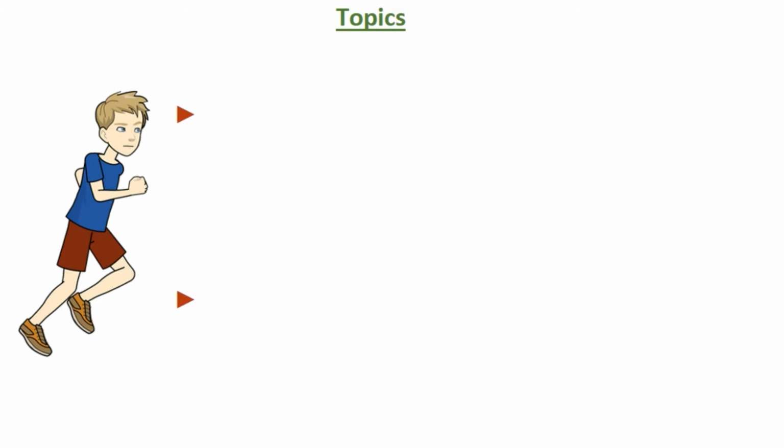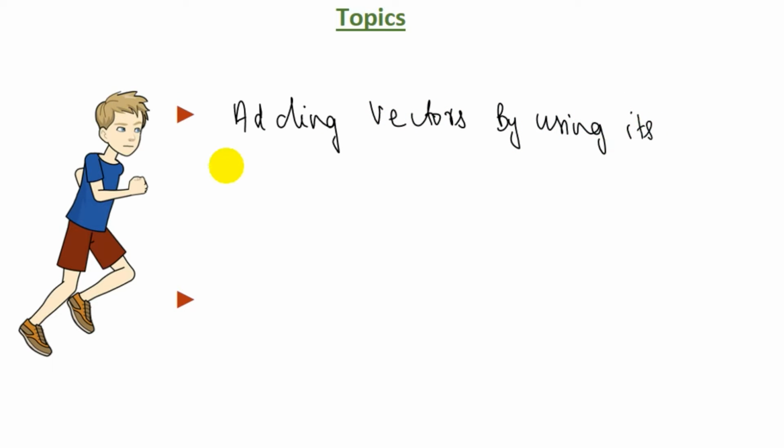So in the last video we discussed a graphical method for adding vectors. Now, the graphical method yields approximate results. So to obtain the exact results, we have to add vectors by using their components. So the first topic that we're going to study is adding vectors by using components, and then we're going to study how to subtract two vectors.